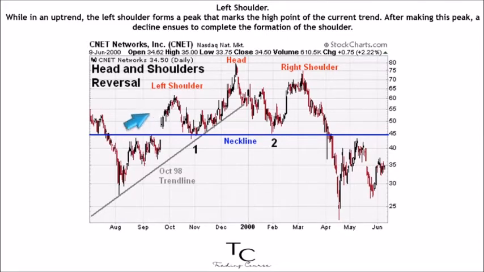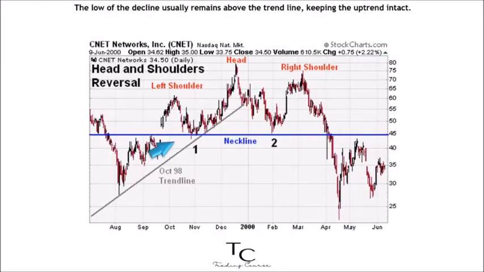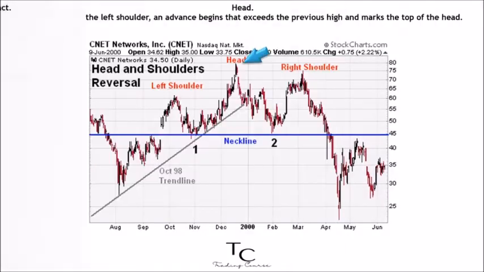Left shoulder. While in an uptrend, the left shoulder forms a peak that marks the high point of the current trend. After making this peak, a decline ensues to complete the formation of the shoulder. The low of the decline usually remains above the trend line, keeping the uptrend intact.